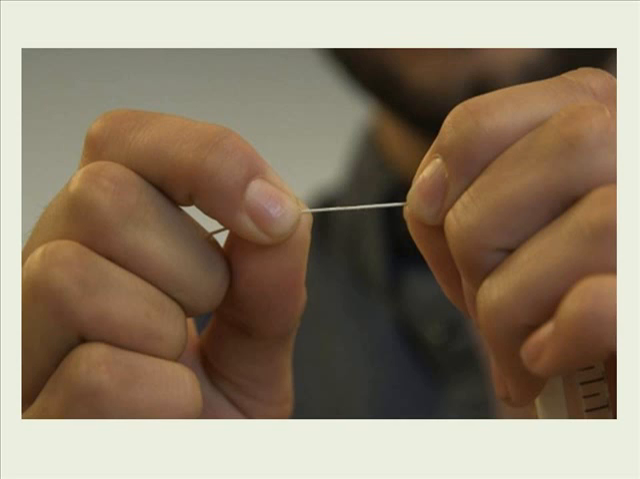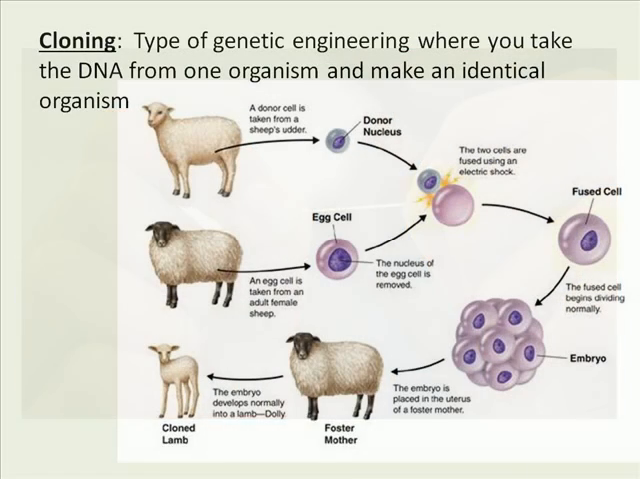One example of the use for this thread is there are government agencies out there that are trying to use this thread to create a lightweight body armor for our soldiers. Something that's going to be extremely strong and protective like an armor, but also be lightweight so that they can be comfortable. The next example of genetic engineering is cloning.